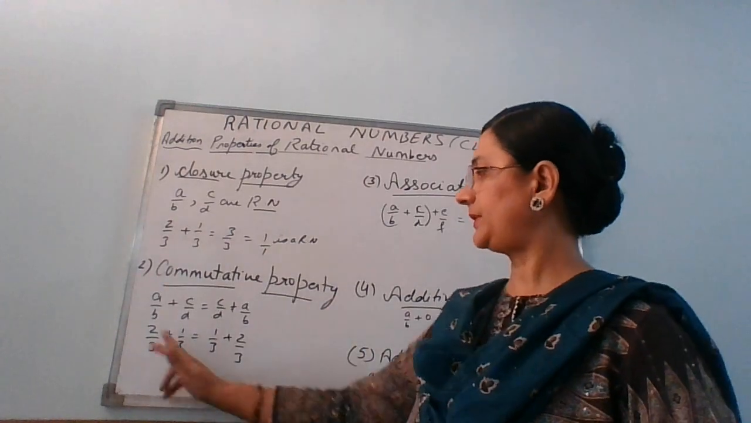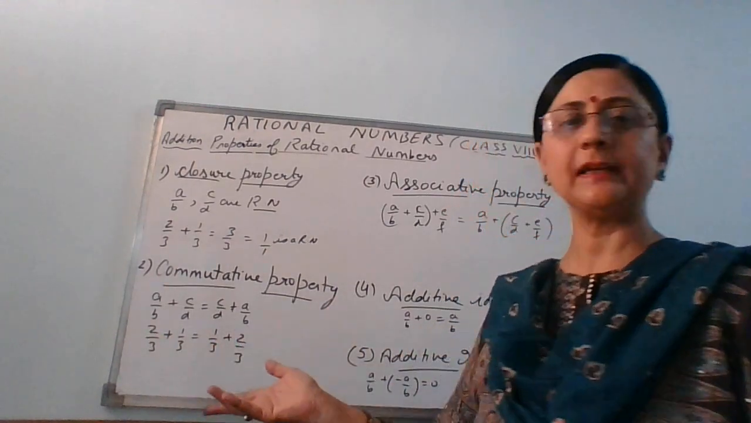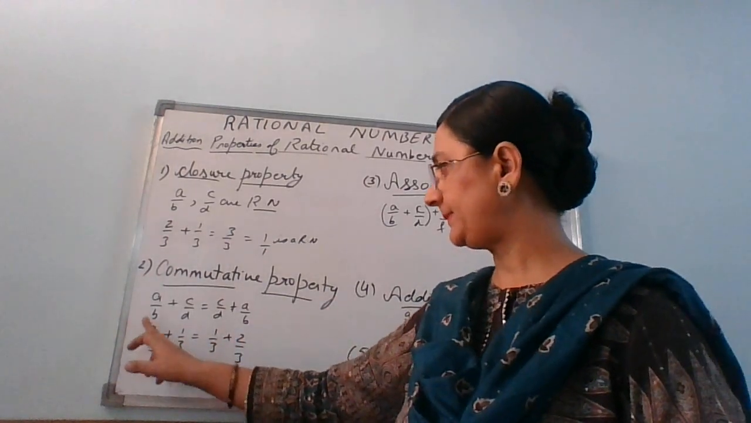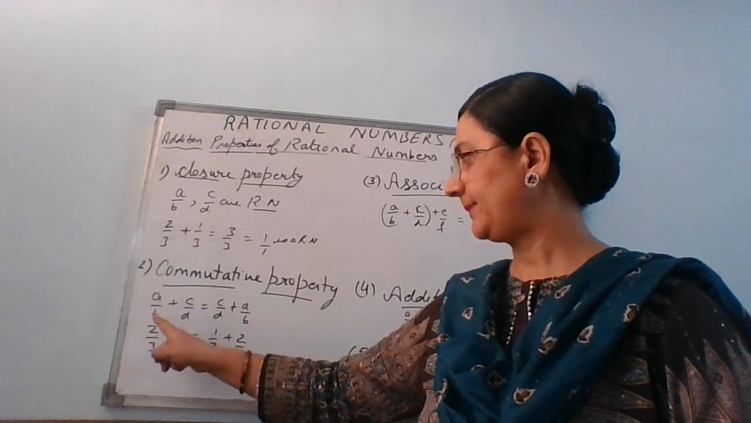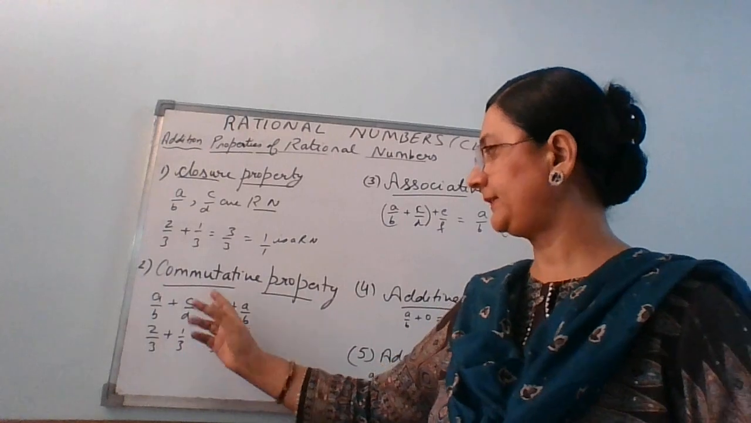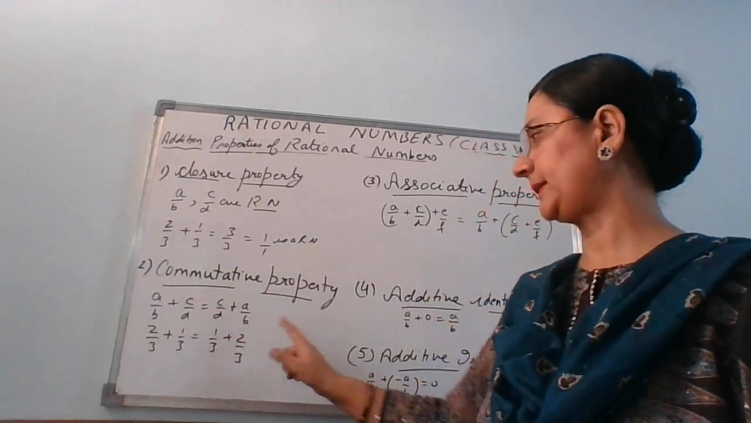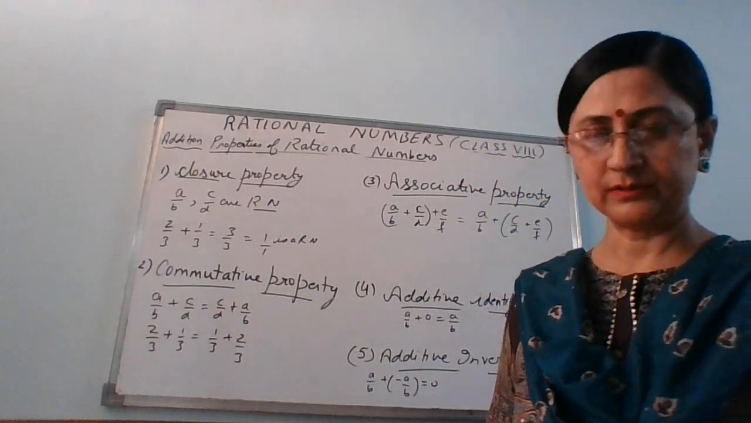Then comes commutative property. In commutative property, when we change the order of addition, like we have a by b means 2 by 3. I've taken example also. In general also I've written. a by b कोई fraction और c by d उसमें add करें, या पहले c by d लिखें और बाद में a by b लिखें. It's one of the same thing, right?